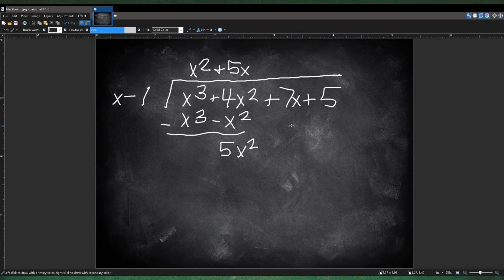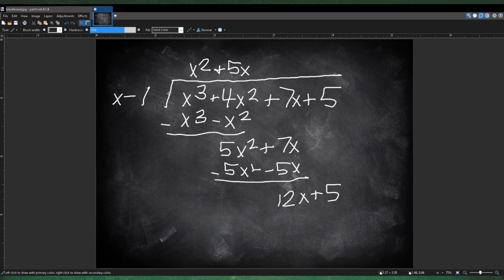So that'll be, drop down the 7 here, and you get 5x squared minus 5x. Subtract. And that leaves you 12x plus 5. Now you want to cancel out that 12x. So you put 12 in now. So that's 12x minus 12. Subtract, and that gets 17. So we get this number, remainder 17.